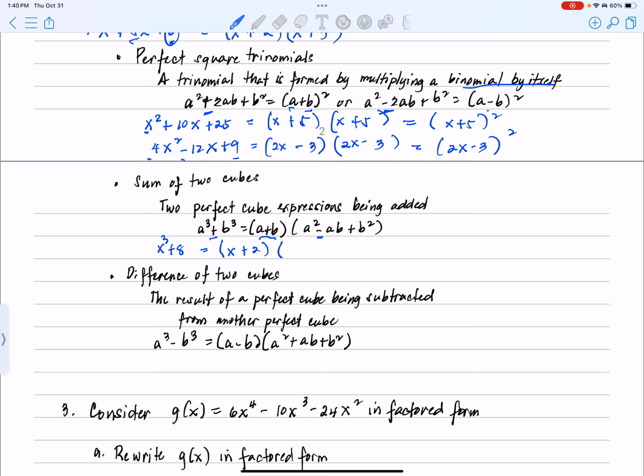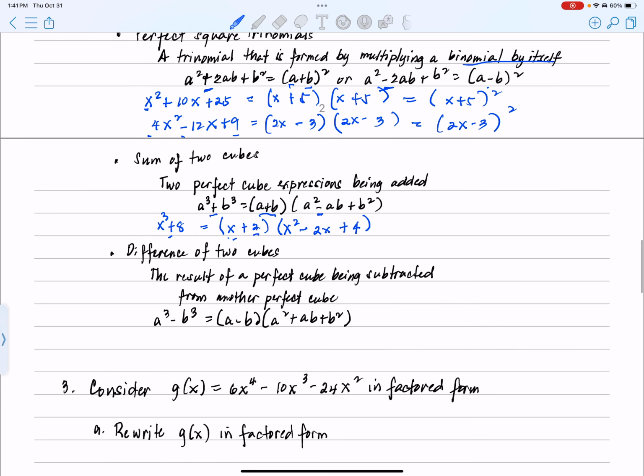Then you have 1 degree down from x cubed. So that would be x squared. And reverse the sign. If this is plus, the sign here would be minus. Then 2 times x, that is 2x. Then 2 squared, that would be 4. Okay? That would be the other one.